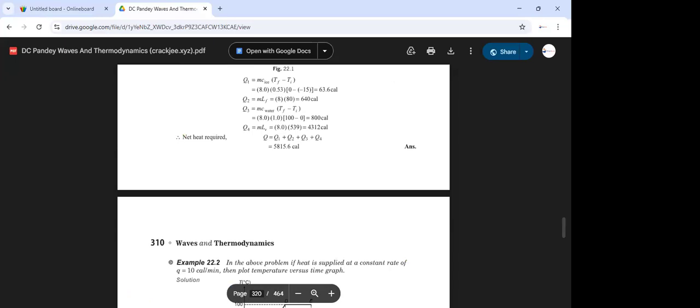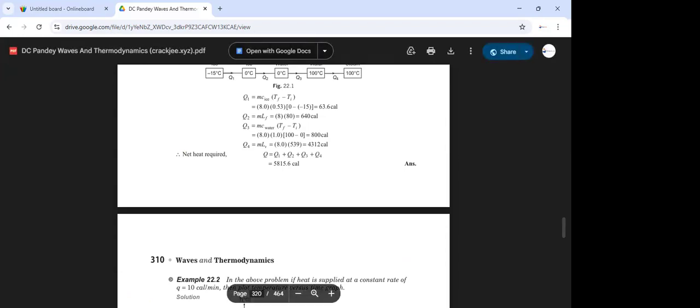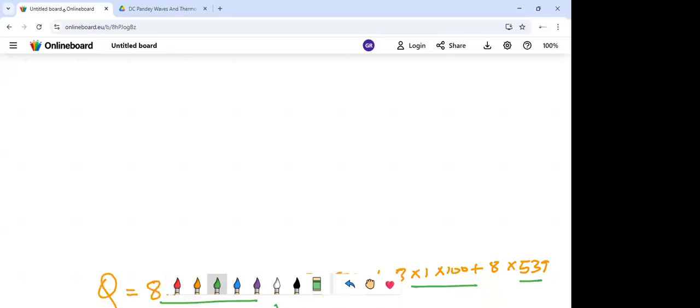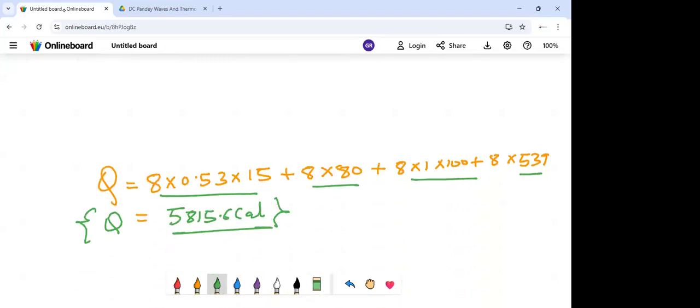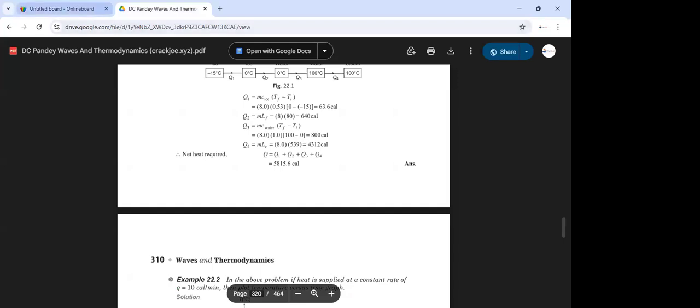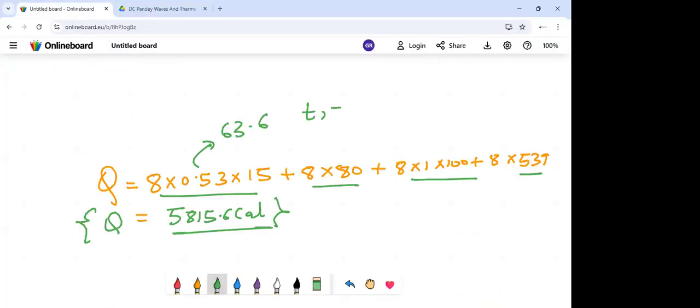You have to plot a graph of temperature versus time if you are providing 10 calorie per minute. Please try to draw the graph. We have already seen how the graph should look. Let me explain a bit what the graph means. Suppose this is 8 into 0.53 into 15. This value, if you calculate, should come out as 63.6. How many calories per minute are you giving? 10 calories. So for this, time T1 will be 63.6 divided by 10, which is 6.36 minutes.